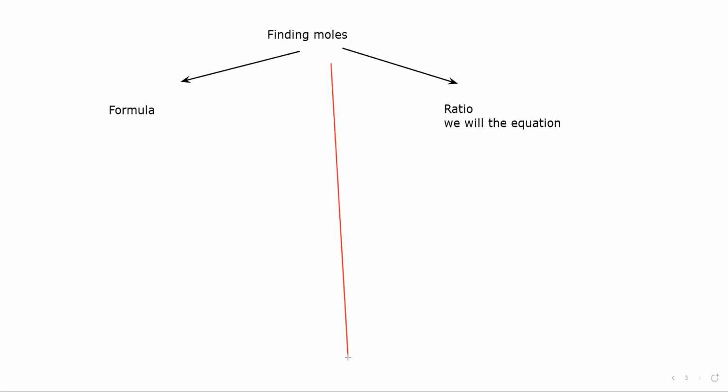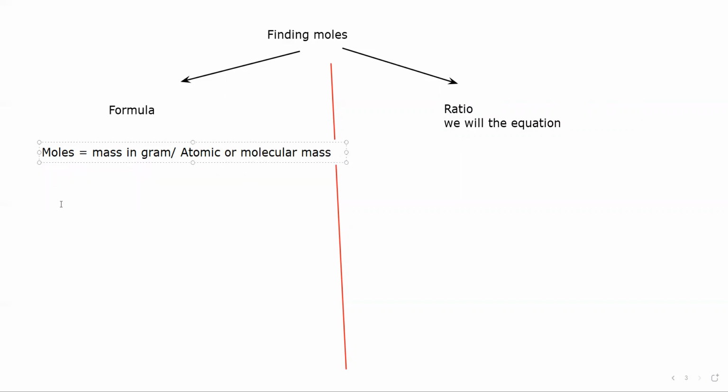There are 4 formulas to calculate the moles. Number one, moles equal mass in gram divided by atomic or molecular mass. This is the first formula to get the moles. The second formula, and in which condition you will use this formula, if mass of a substance is given.